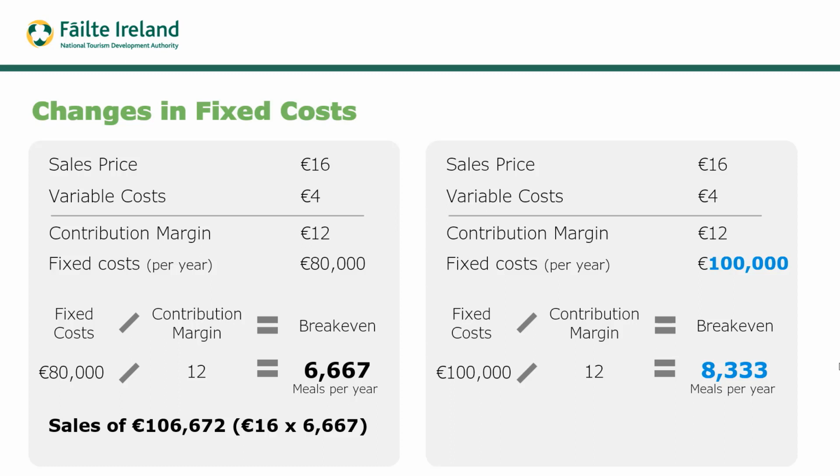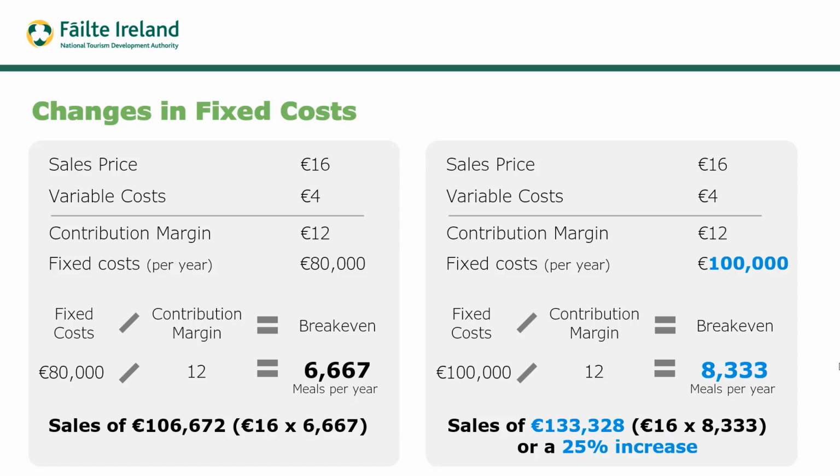We now see that break-even point has moved substantially upwards to 8,333 units to be sold, or €133,328 in sales. That's a massive 25% increase in volume and sales to cover a fixed cost increase of €20,000. We can now start to see the benefit of using break-even to examine the impact of a fixed cost increase. It can be a common misconception that in this business we only needed to increase our sales by 20,000 to cover the fixed cost increase of 20,000.